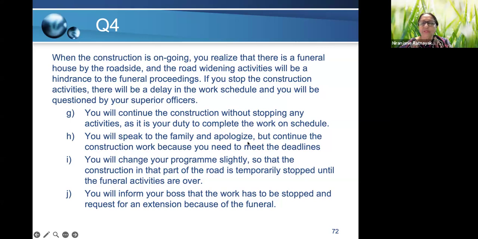You will speak to the family and apologize, but continue the construction work because you need to meet the deadline. You will change your program slightly so that the construction in that part of the road is temporarily stopped until the funeral activities are over. You will inform your boss that the work has to be stopped and request for an extension because of the funeral. What would you do?